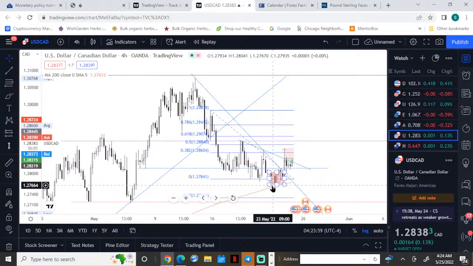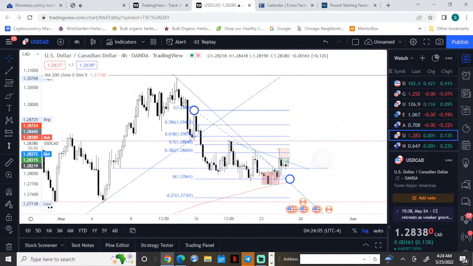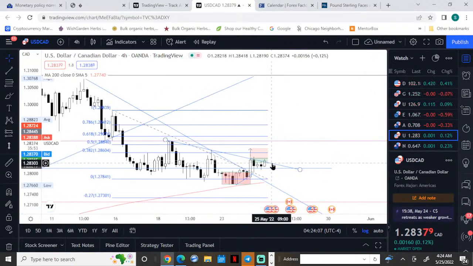In order for me to consider this a break of structure, our last lower high right here had to have been broken and retested. So that is what it looked like price did. I'm sorry if you hear something. That's my beanbag that's underneath my feet.